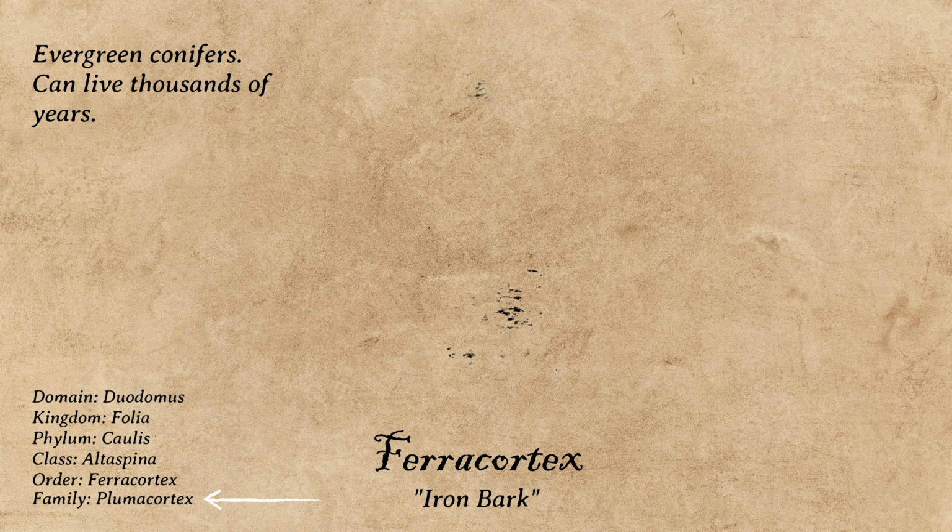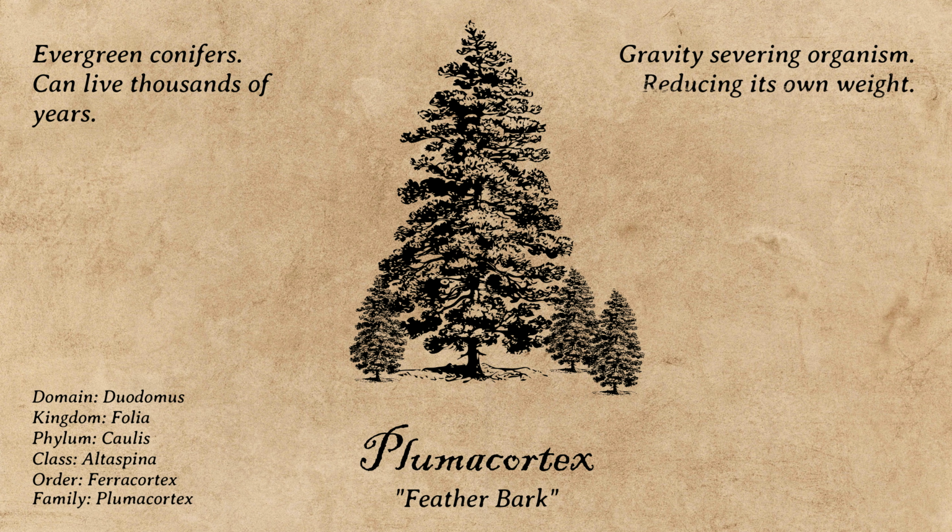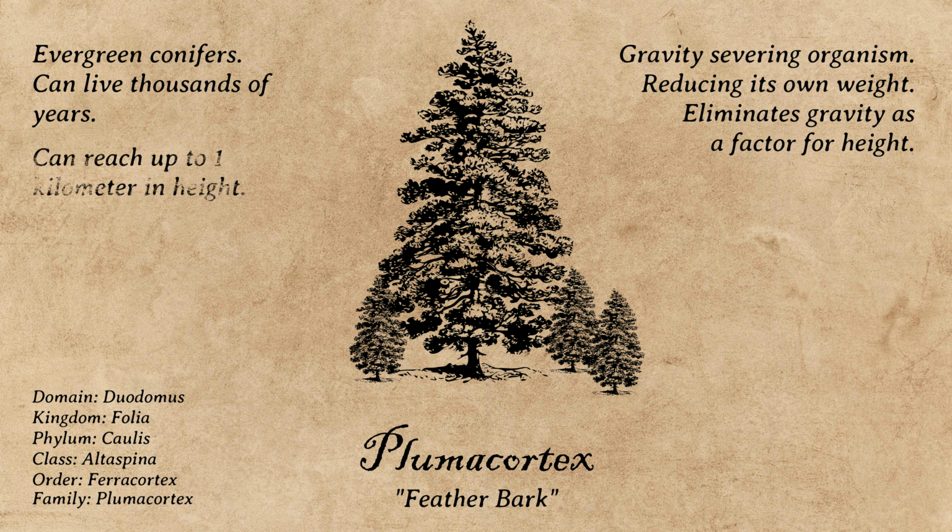the most unique. The Plumicortex have adapted a fictional process called severance, which you can find a video explaining linked in the corner. Specifically, Plumicortex have adapted gravity severance, which consumes gravitational energy from the area. In functional terms, this means that Plumicortex can artificially remove the effect gravity has on itself, reducing its own weight and eliminating gravity as a factor for determining its maximum height. This allows Plumicortex to reach utterly incredible sizes, with the tallest specimens reaching up to 1 kilometer in height.